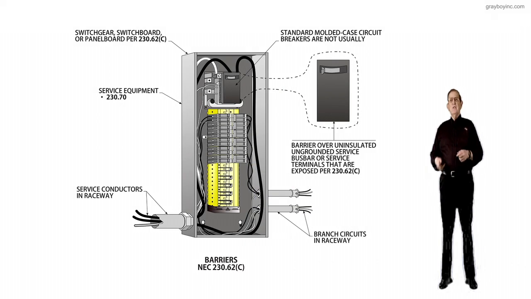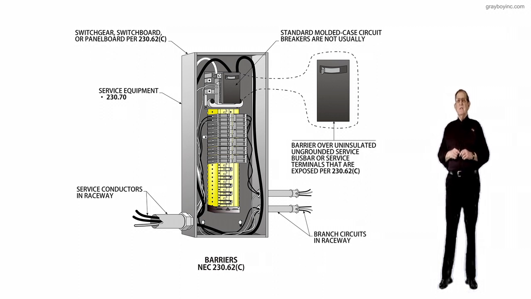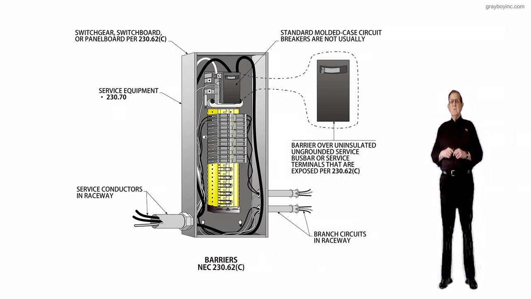This illustration deals with barriers in accordance with NEC 230.62(C). Purpose of change: this is a new subsection that has been added, mainly to require barriers to be placed over bus bars or service terminals in panel boards, switchgear, and switchboards, etc.